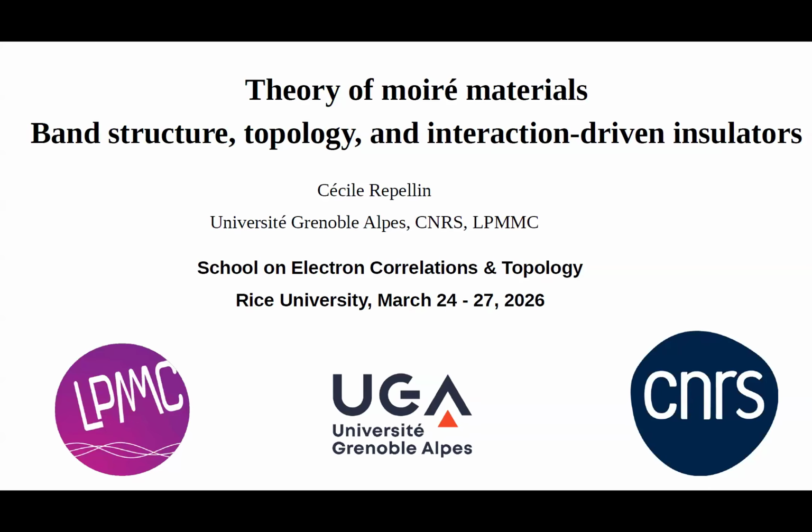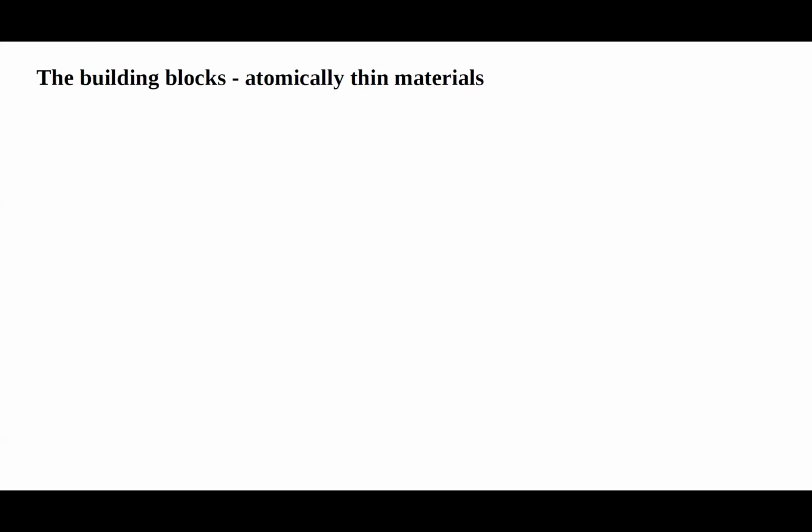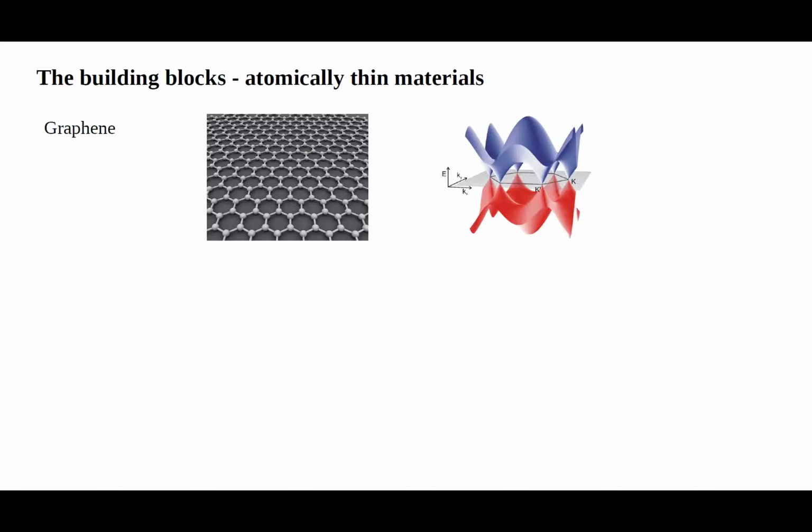Okay, so I think probably a lot of you have heard about moire materials and know that these are two-dimensional materials that are obtained by stacking very thin layers of materials. So let's go right in and say what these are. So let's start with the building blocks. And so the building block is going to be a really thin, mostly atomically thin layer of a material. And a very good example is graphene. So graphene is this single layer of carbon atoms that forms a hexagonal lattice.